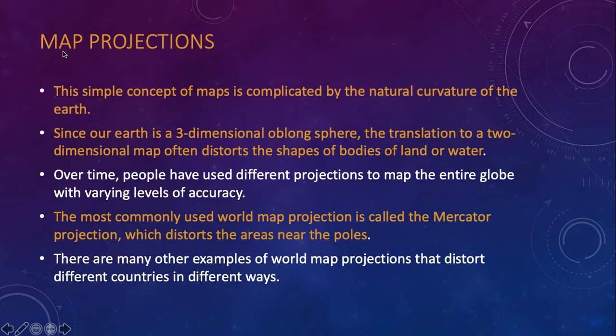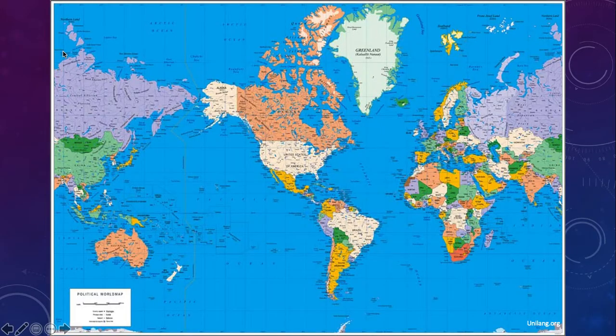We're used to looking at the Mercator projection. That's the most commonly used world map projection, but it distorts areas near the poles. There's many other examples of world map projections that distort differently. So this is the Mercator projection, but I just show you this as a kind of what's wrong with this picture.